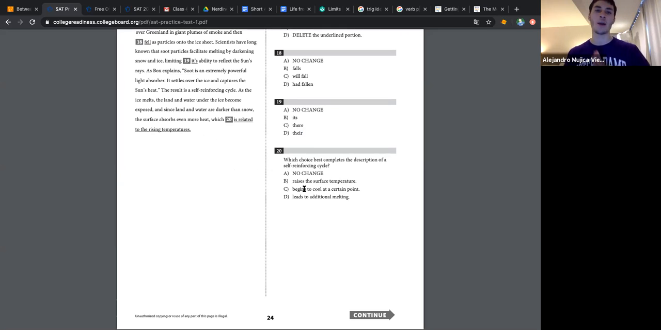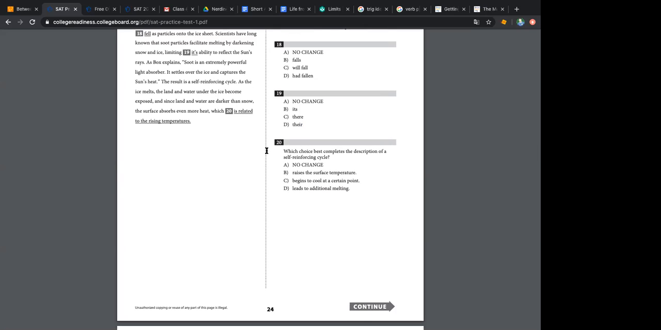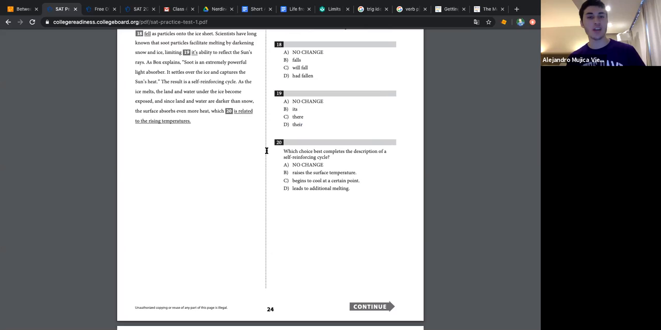Does everybody understand why? Wonderful. Okay. The result is a self-reinforcing cycle. As the ice melts, the land and water under the ice become exposed. And since land and water are darker than snow, the surface absorbs even more heat, which is related to the rising temperatures. So, our question asks, which choice best completes the description of a self-reinforcing cycle?